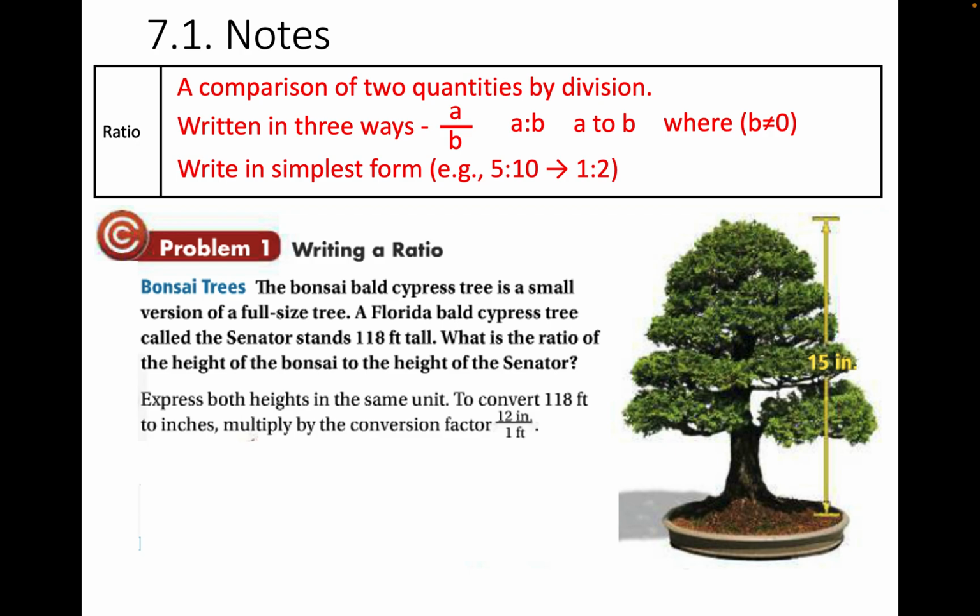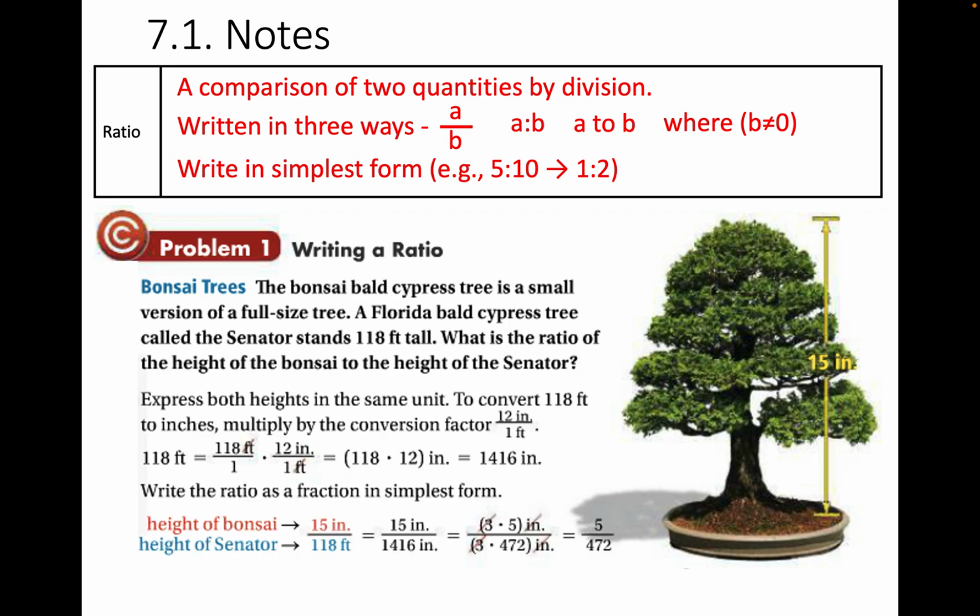So I'll convert the 118 feet to inches by multiplying by 12 inches per foot. When I multiply 118 feet by 12 inches per foot, you can see that I end up with the senator tree being 1,416 inches tall. Now that I have them both in inches, I can do the actual ratio.